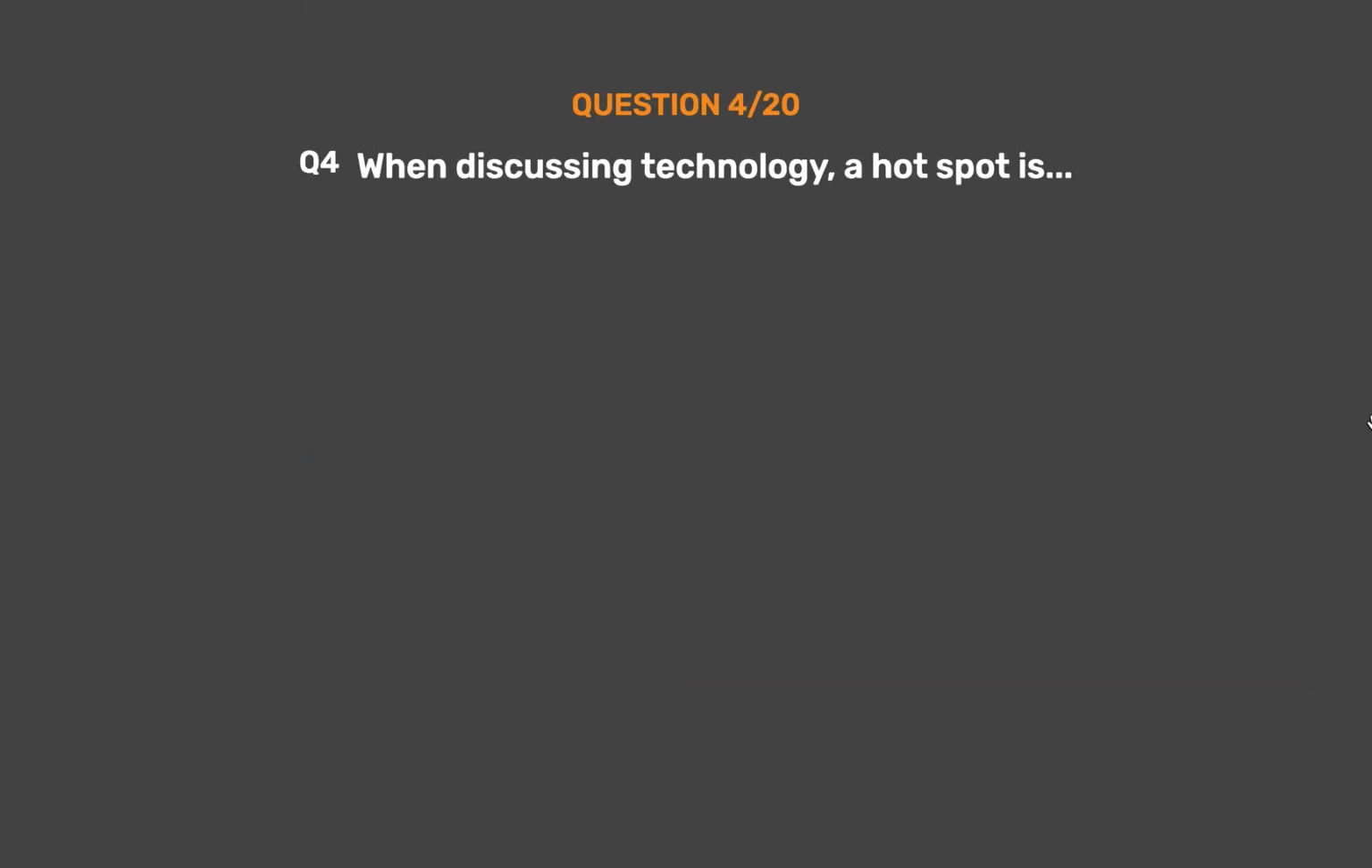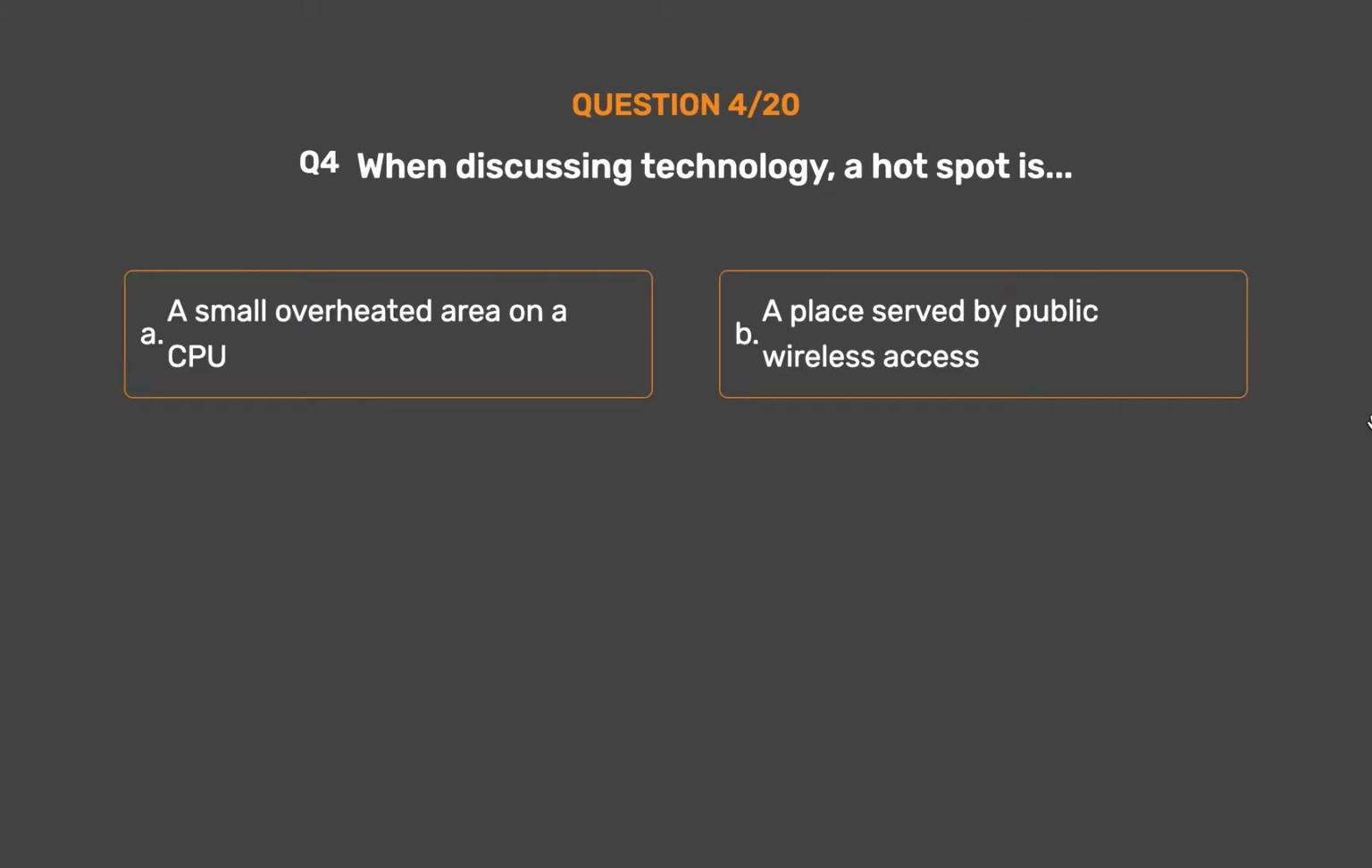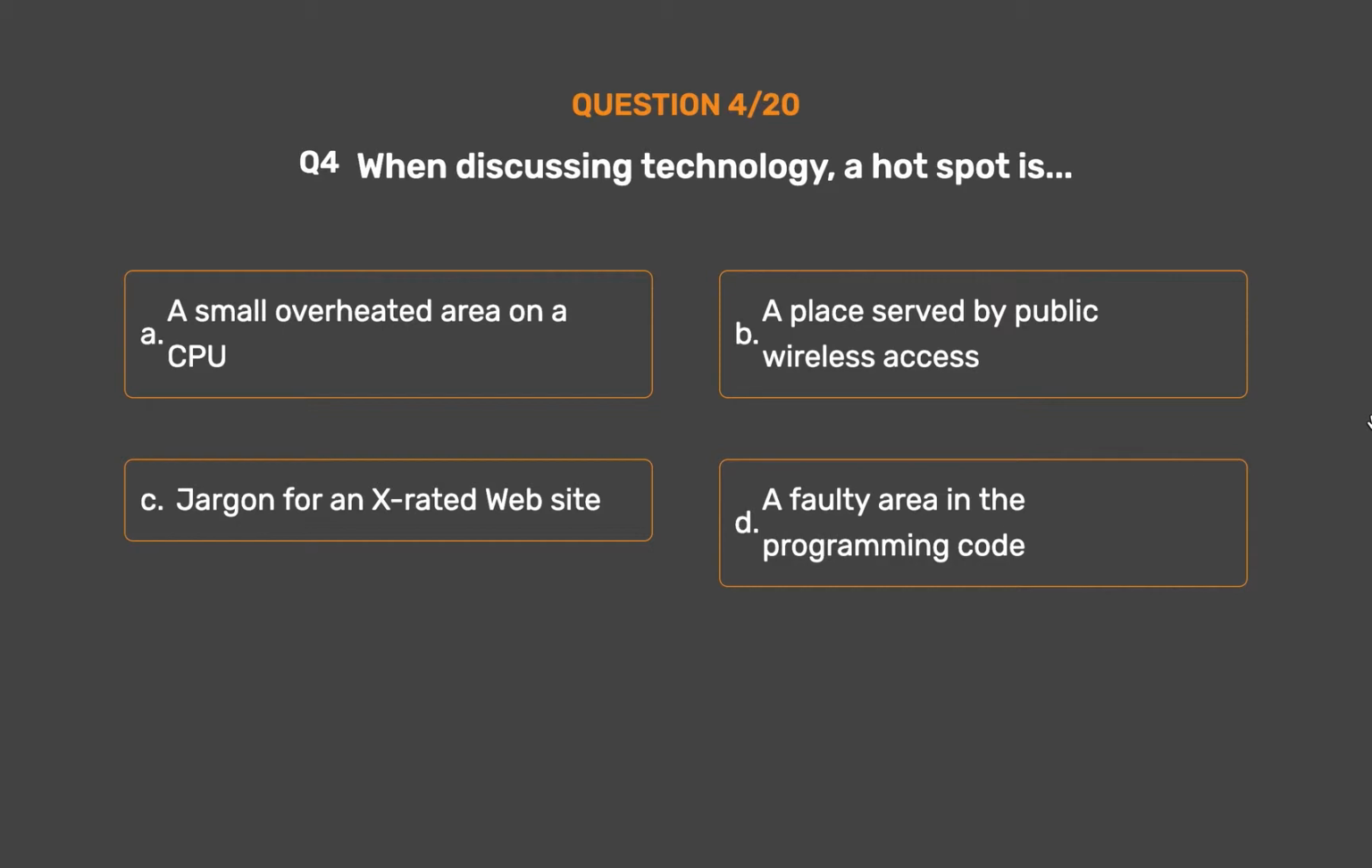Question number 4. When discussing technology, a hotspot is: Option A. A small overheated area on a CPU. Option B. A place served by public wireless access. Option C. Jargon for an X-rated website. Option D. A faulty area in the programming code.